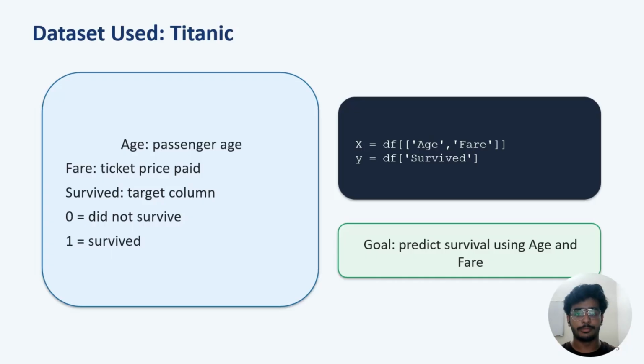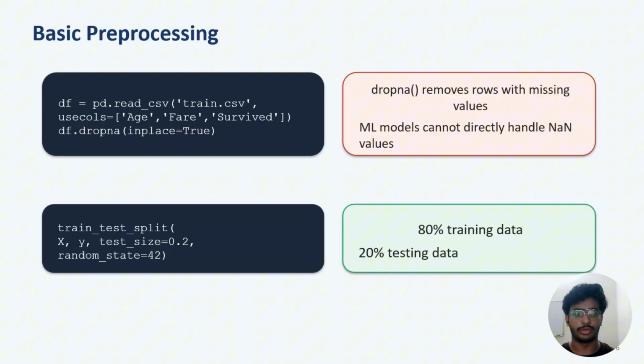It's a basic pre-processing. What it involves is removing the missing values before training the model. This can be done through a line of code, which I've written in the slide as well as in the notes. You can get the notes from the link below in the description. What df.dropna(inplace=True) does is remove rows where age, fare, or survived is missing. This is important because machine learning models cannot directly handle missing values.